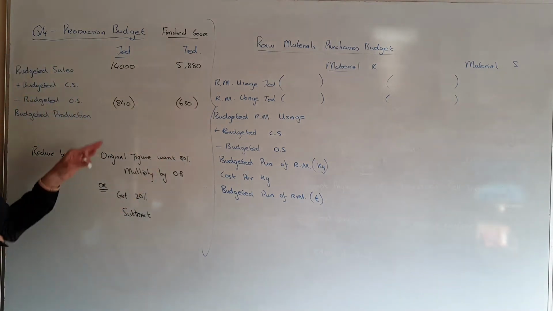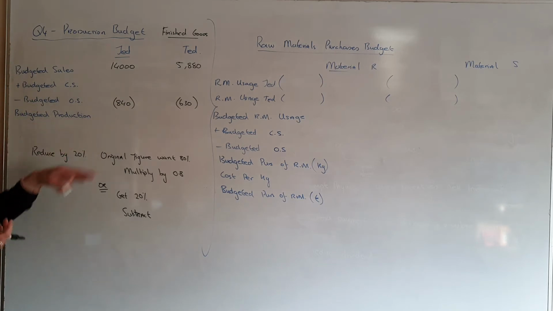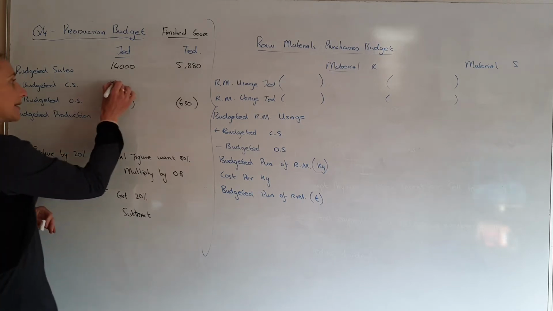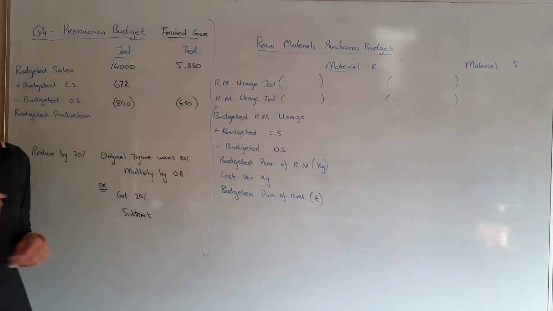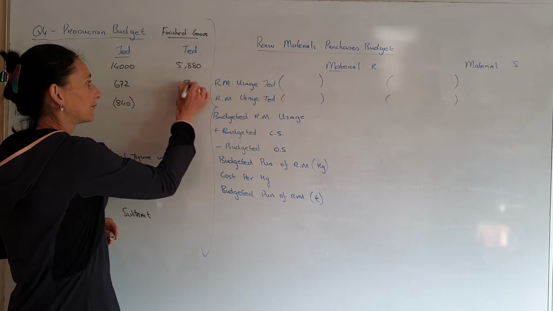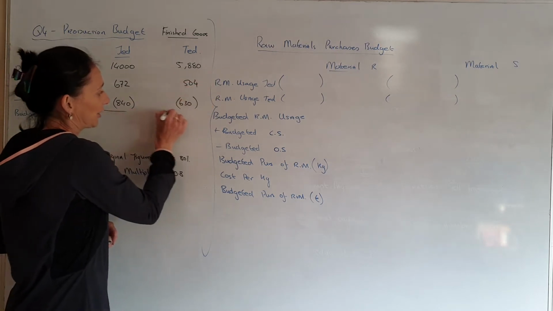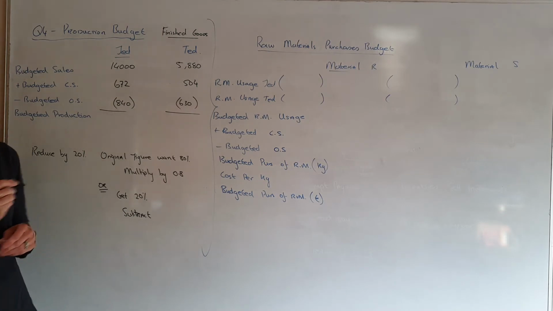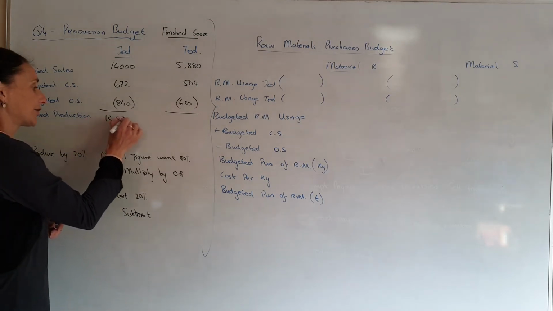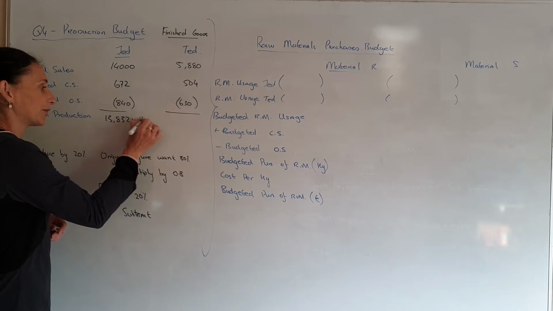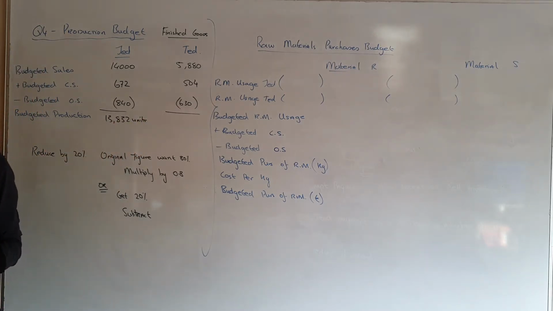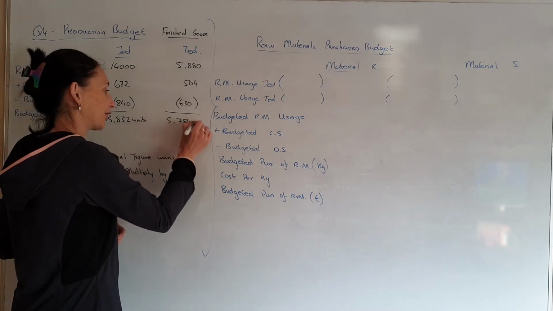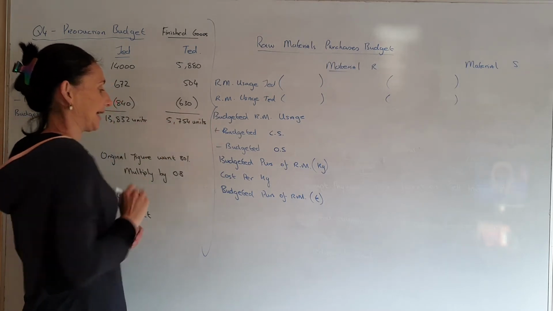Now you want to have your closing stock for next year or next month, but you want it to be 20% less than this figure. So that will be 672 you want to make for your closing stock, and 504 you want to make for the closing stock of Ted. So if you add them up, you're getting 13,832 units you want to make. You don't have to put the units in, I just want to put it in to help explain it to you. And you're going to make 5,754 units of Ted.